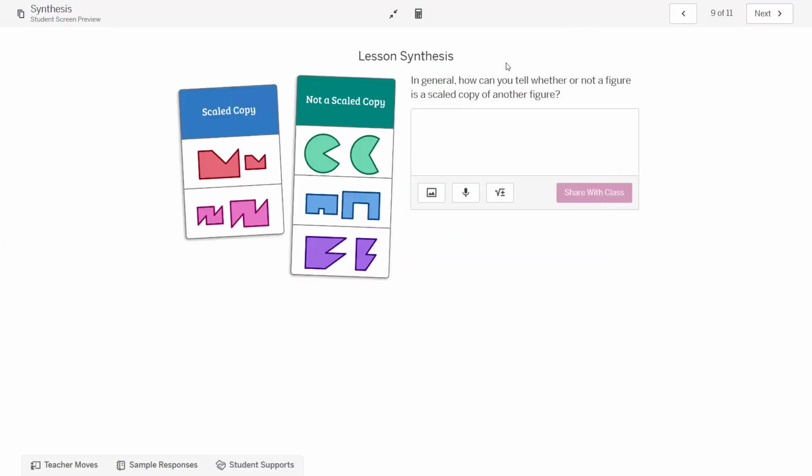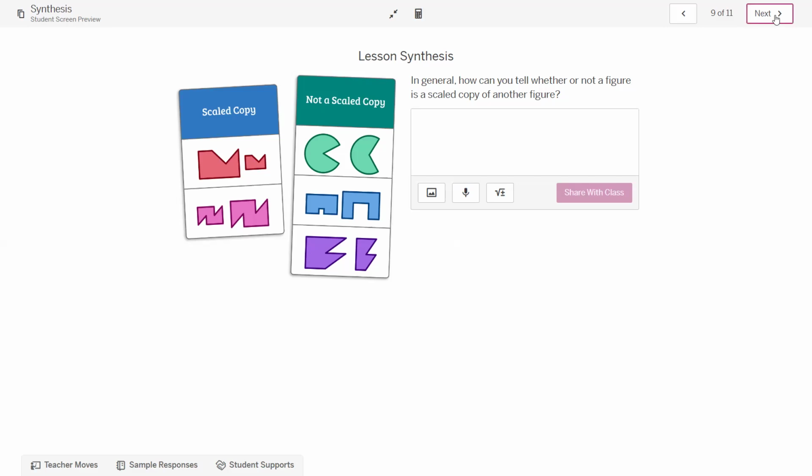All right, so in general, how can we tell whether or not the figure is a scale copy of the other figure? So you can explain that. The size is different, but the shapes and angles are proportional to each other. They have the same proportions. So if I divided one side by the other side here, and I did the same thing to these two sides, I would get the same answer when I divided it. That's how you know it's a scaled copy.